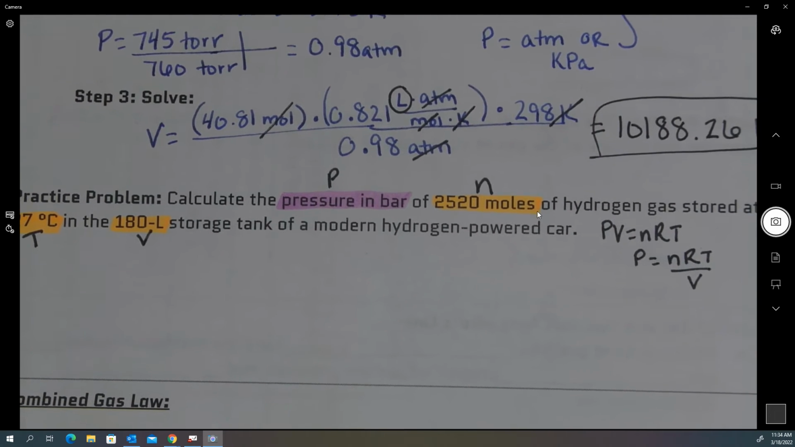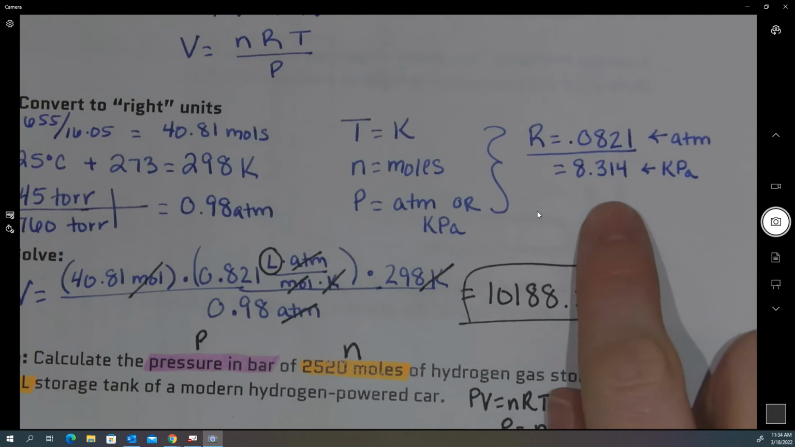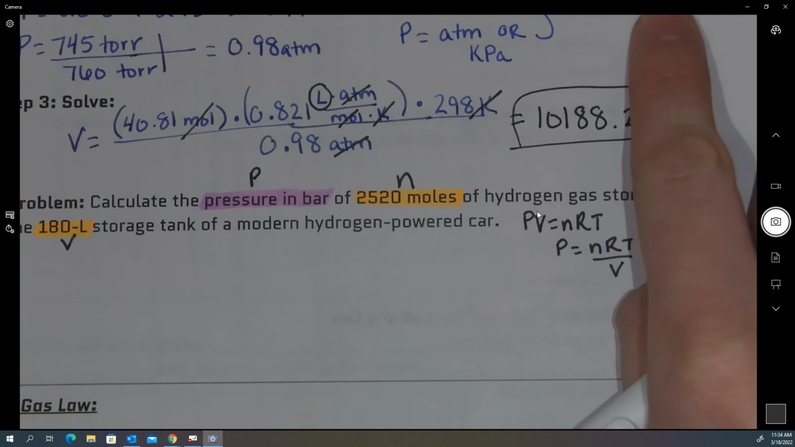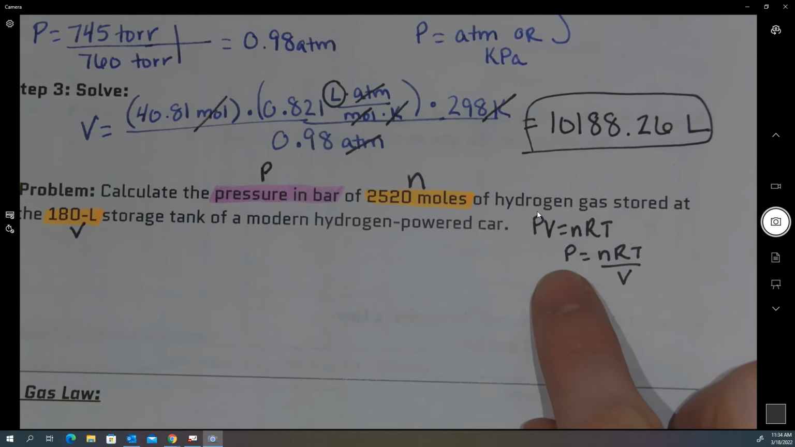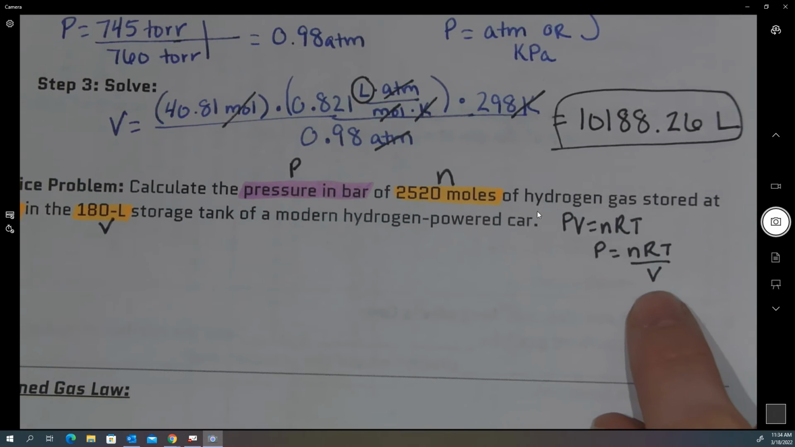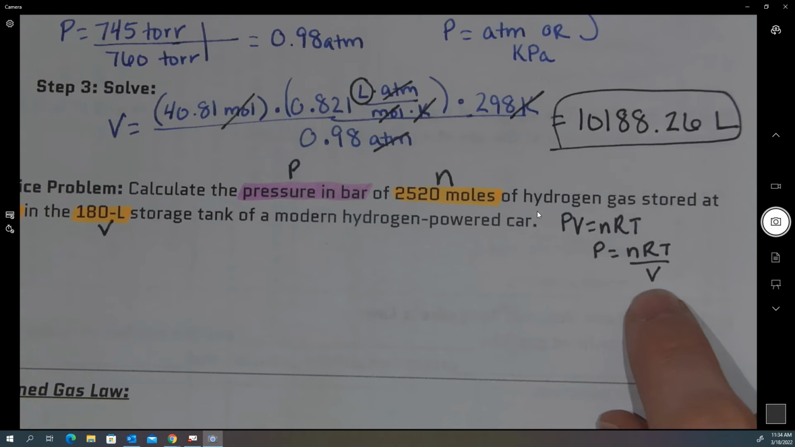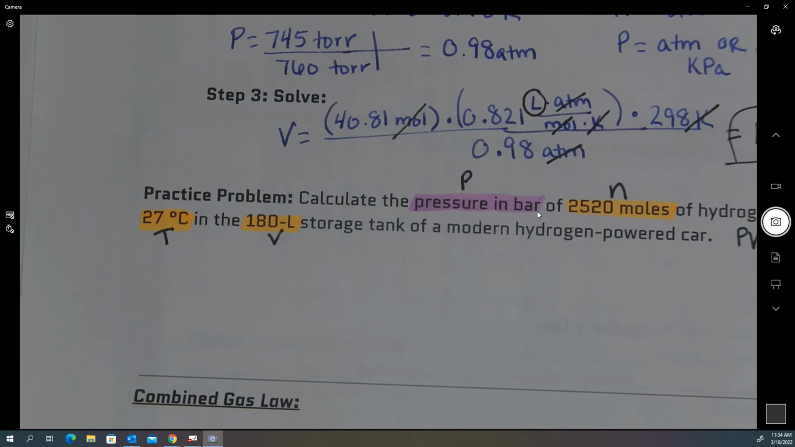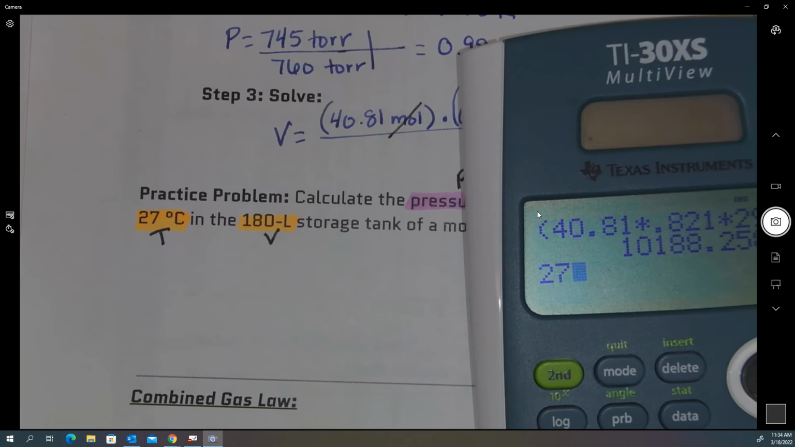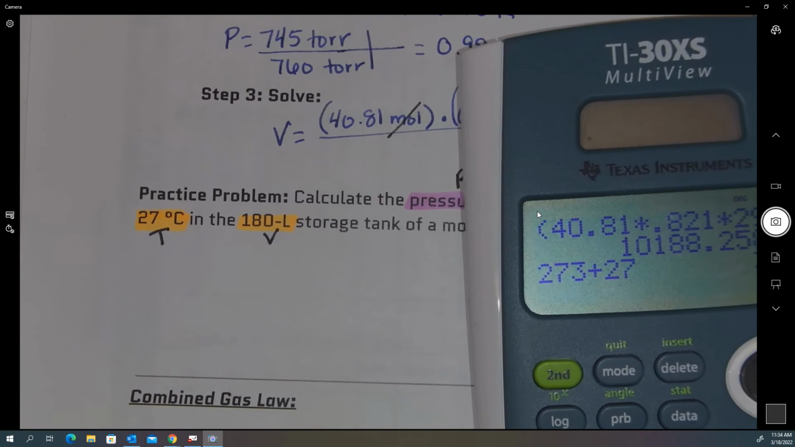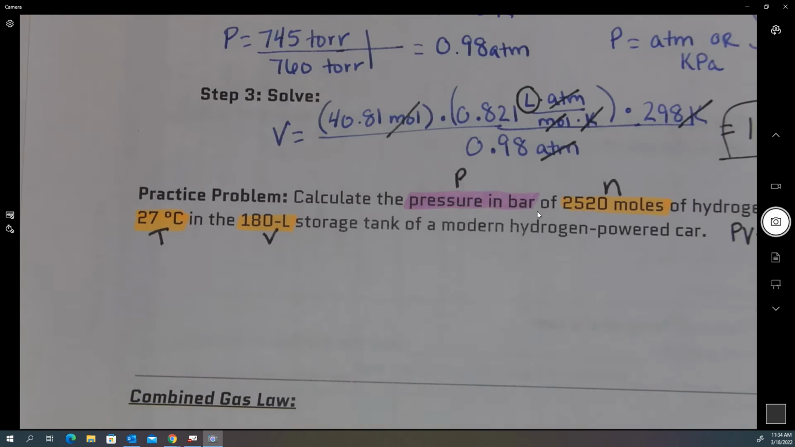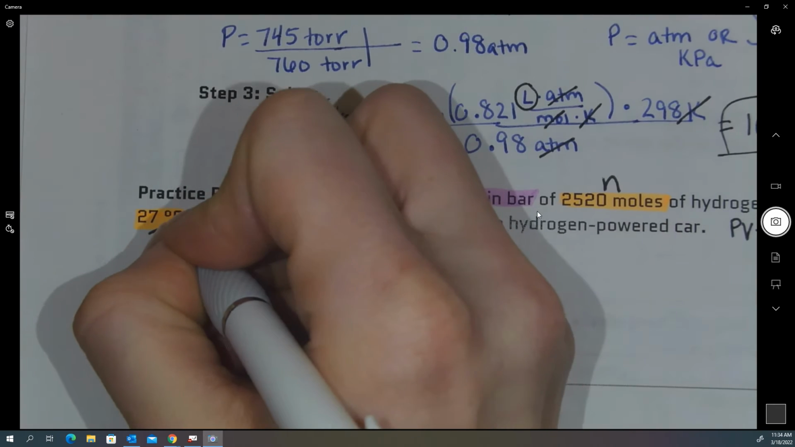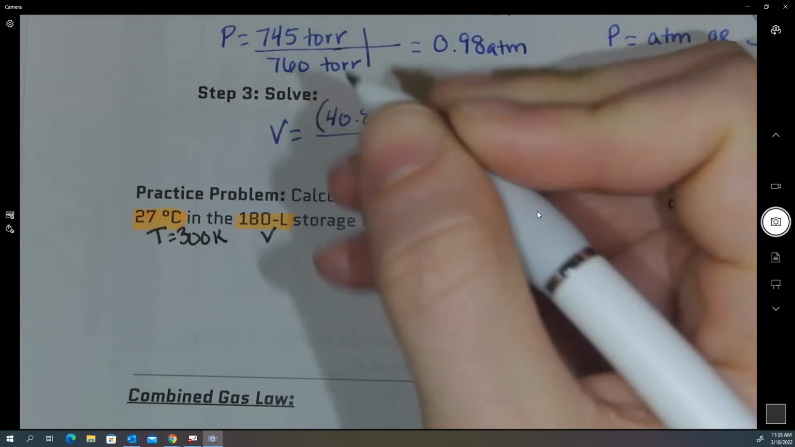We have our n. We're going to use our 8.314 for our R value because we're going to try to get our pressure in kPa. Volume right now is in liters, so we're good with volume being in liters. The last thing that we need to convert is our temperature to Kelvin. So 273 plus 27 is going to give us 300 Kelvin.